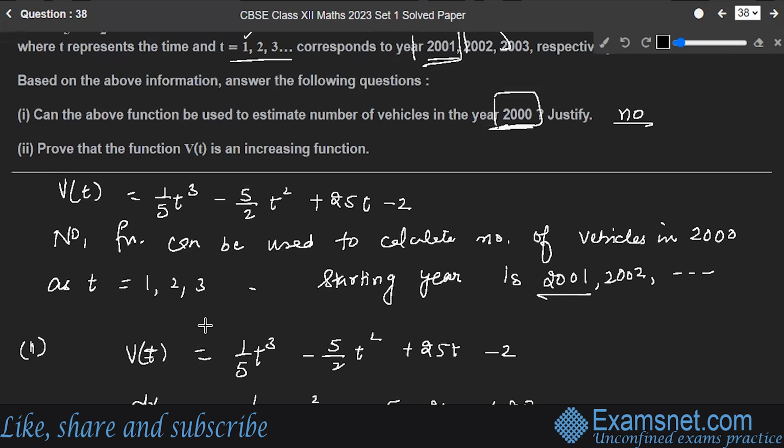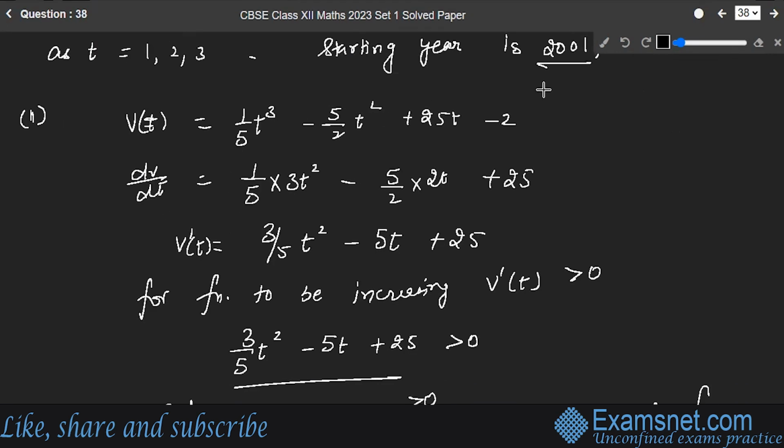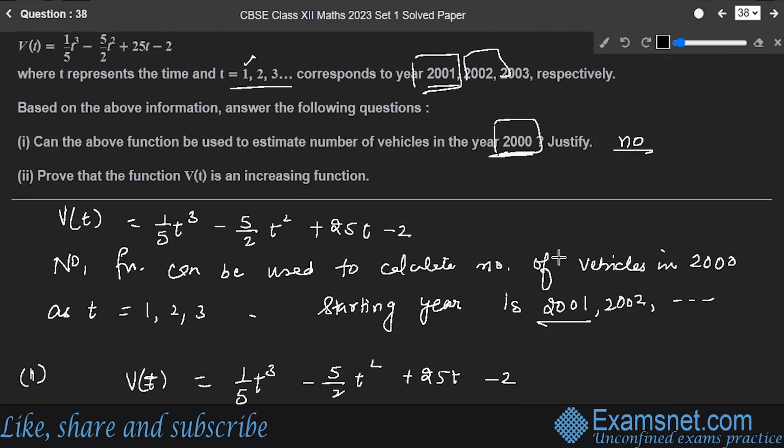Second, prove that the function Vt is an increasing function. If I have to prove that this is an increasing function, that means its first derivative should be greater than 0. Let's find out the derivative. So derivative is 3 by 5 t squared minus 5t plus 25. This is greater than 0. This is an increasing function. Therefore, Vt is also an increasing function. Okay, so hope you have understood this well.